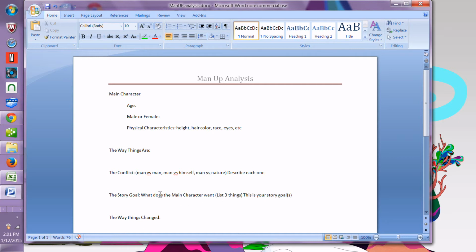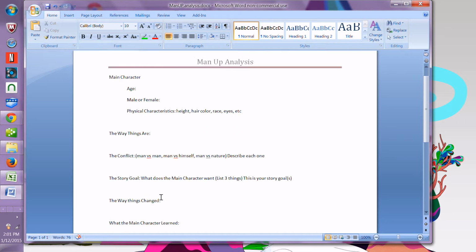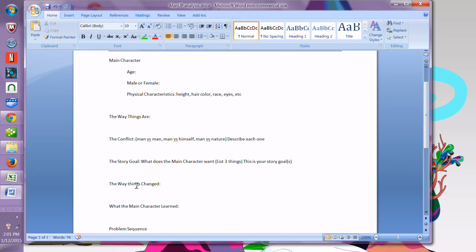So story goal: be thinking about what you want your character to achieve. And then you're going to talk about the way things change. As we proceed through the story, things are going to change. And a great story has your main character encountering a bunch of conflicts, one after another, until you think the character is going to break. And then the conflict is resolved.